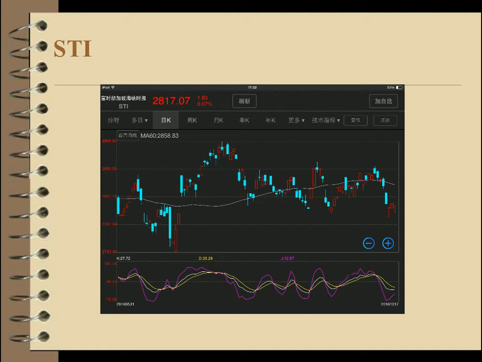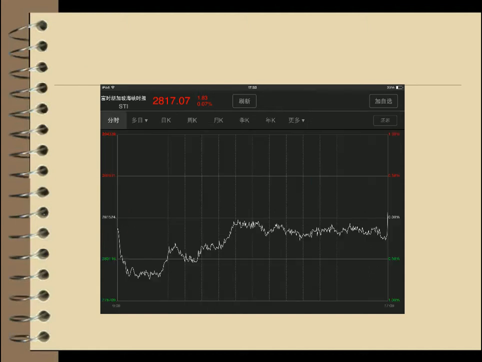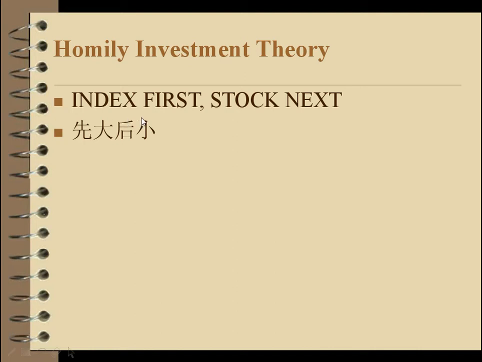Patrick Zhang. Okay. So today I want to mention the Homely investment theory. Actually, I show you the index, the Europe index and the American index and the Asia index. Actually, the Homely investment theory is the index first and the stock next. Okay, so why do we do this? Actually, this one is from the Dow theory and the trend theory.